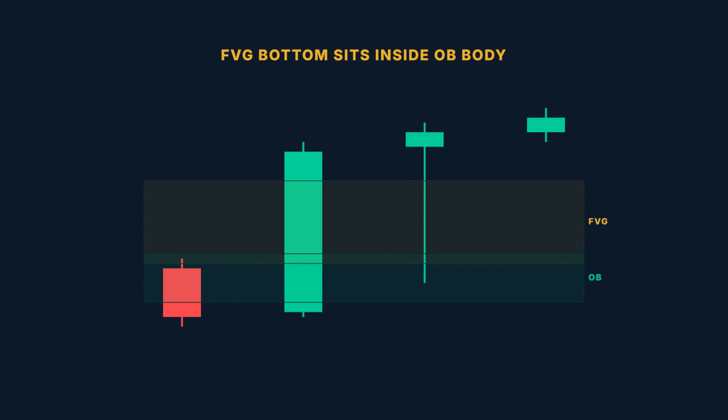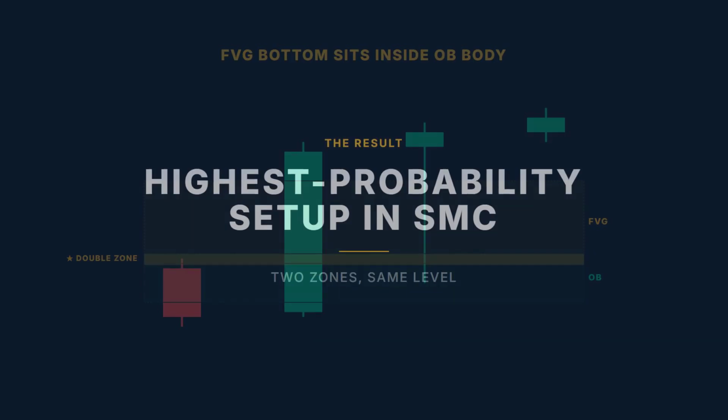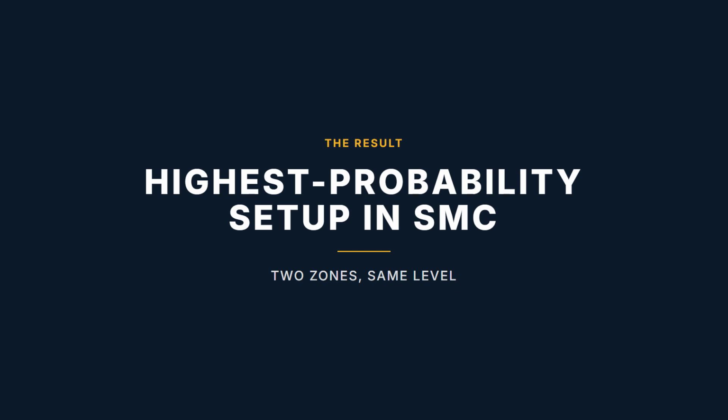Older order blocks get consumed over time by intermediate price moves, and their effectiveness decreases. When you are looking for an order block to trade, always start with the most recent one and only move to older ones if the most recent has already been mitigated.